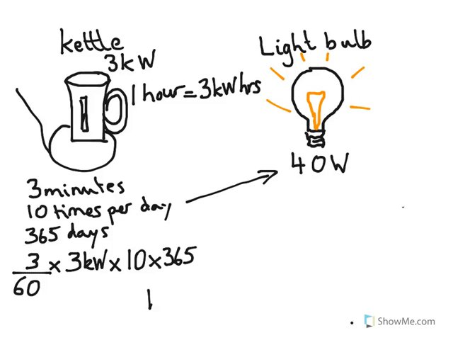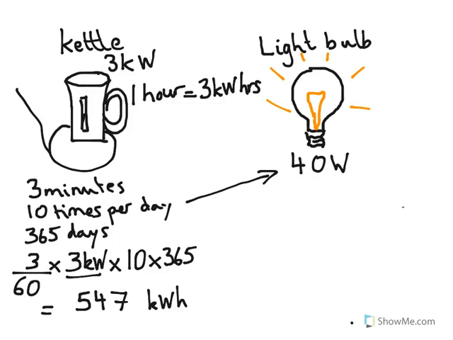So to work out the number of kilowatt hours, we just multiply 3 by 3 by 10 by 365 and divide by 60. And we just punch those numbers in on the calculator, and that tells us that the kettle will, in a year's consumption, be using 547 kilowatt hours.